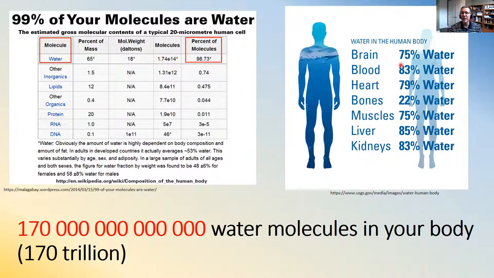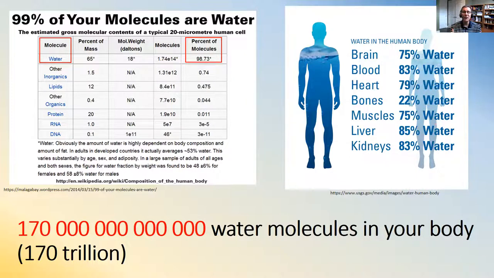And let's look at the water composition in your body. Your brain, 75% water. Your blood, 83% water. Your heart, 79% water. The bones, 22%. Well, that makes sense. Bones seem a little dry and brittle. But all the other tissues, muscles, liver, kidneys, it's all above 70% water. You're essentially mostly water, which, of course, is why it's so important to stay hydrated.